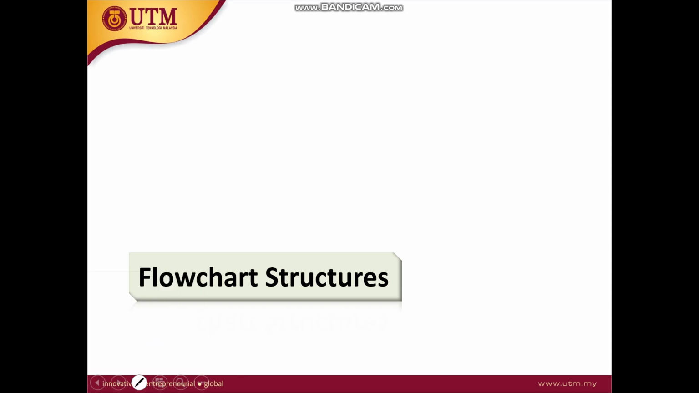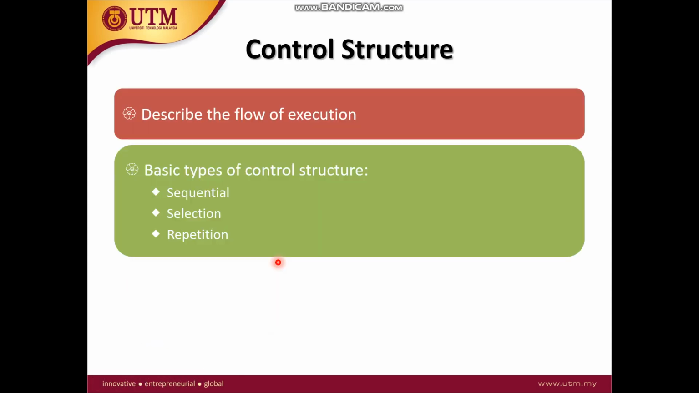The flowchart structures. We've got three different types of structures, but simply, the control structure means how the program is executed, or the order the program is executed, or it describes the flow of execution. For example, from this line to this line, this step to this step, the steps of the execution. And we've got three types of control structure: sequential, selection, and repetition.